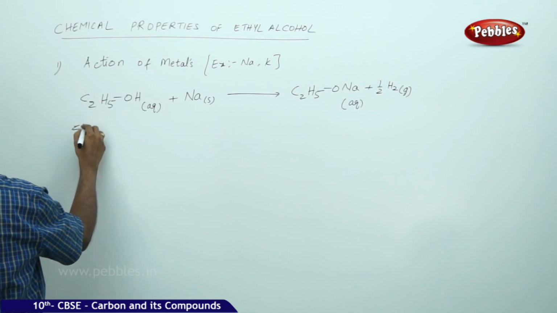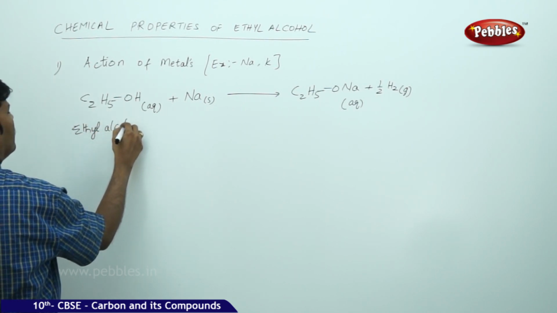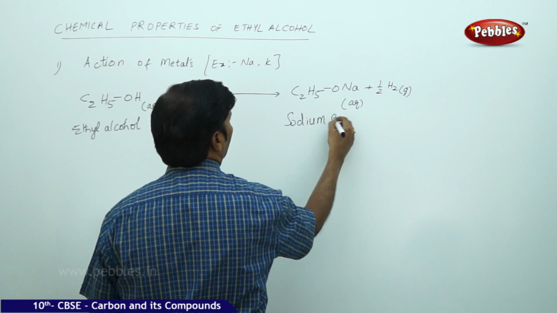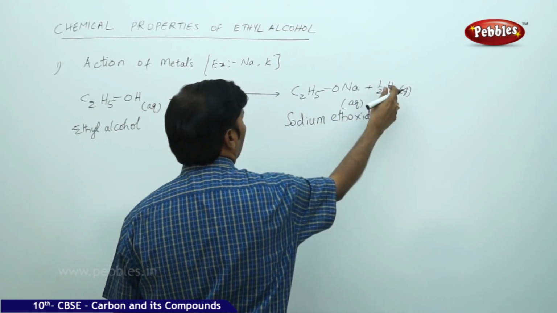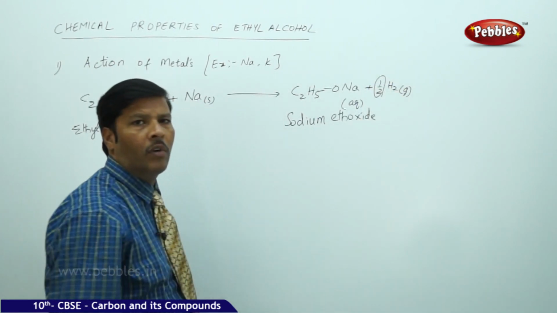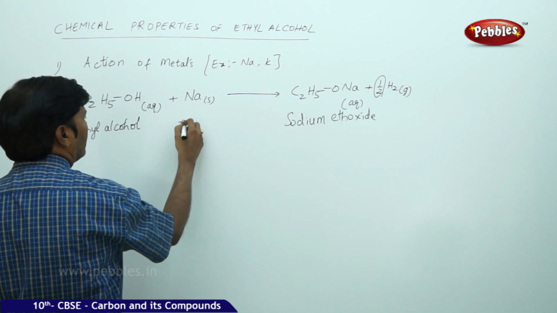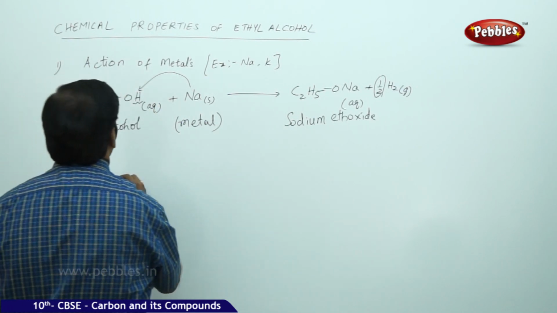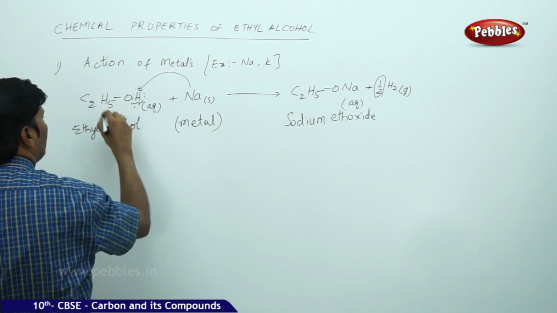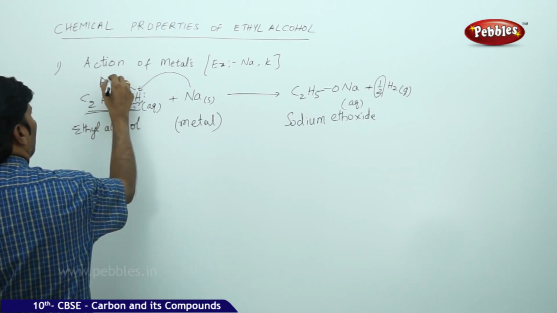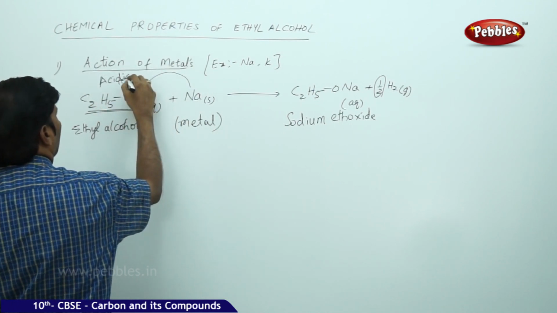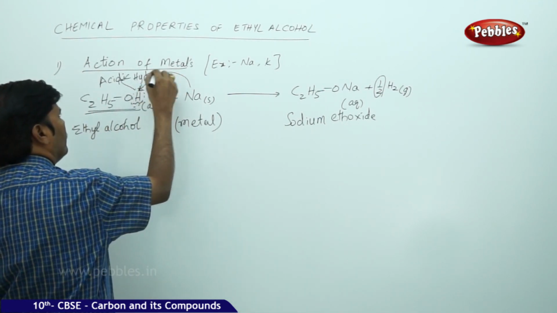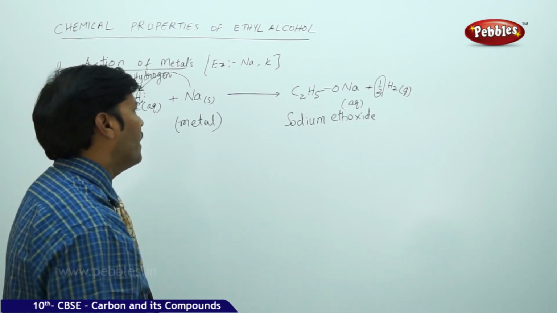So this is ethyl alcohol, and this is sodium ethoxide, and this is half mole of hydrogen gas. Whenever a metal, sodium metal, acts on ethyl alcohol, this hydrogen, which you are able to see in ethyl alcohol, is called acidic hydrogen, and we got sodium ethoxide with evolution of hydrogen gas.